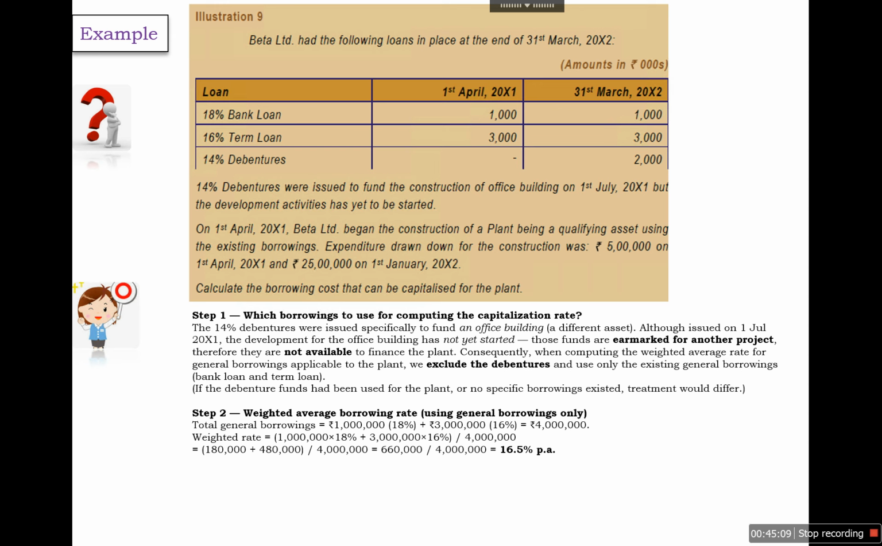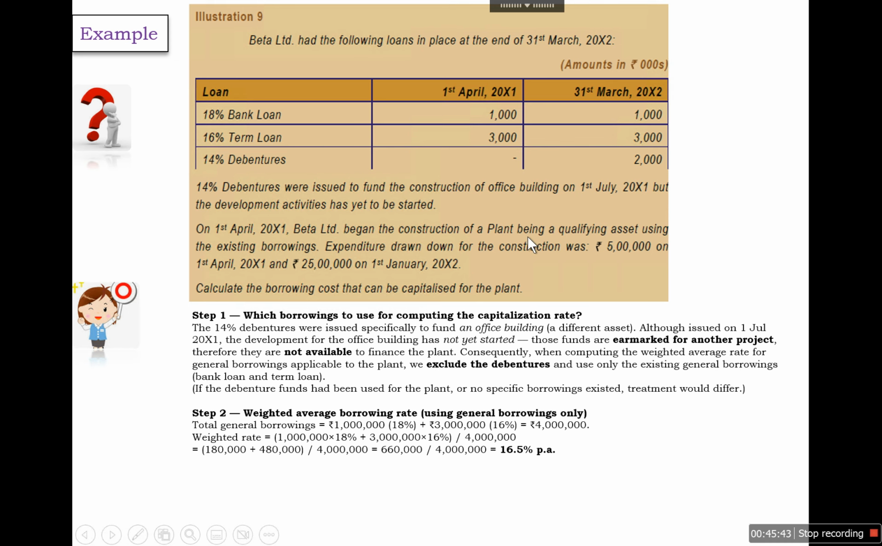So on 1st April X1, Beta Limited began the construction of a plant being a qualifying asset. So this plant is a qualifying asset, and the office building is out of scope because the three conditions for capitalizing the loan have not been fulfilled. First, is the money being spent? Yes, money has been spent. Borrowing cost start accrual? Yes. The construction or production activity is activated? No. So debenture cost is not to be capitalized.